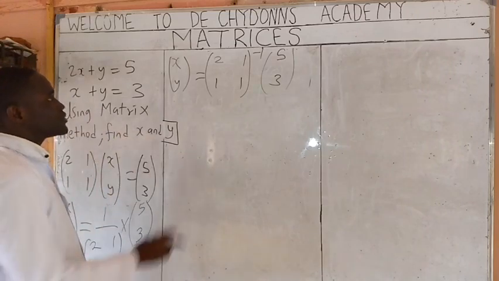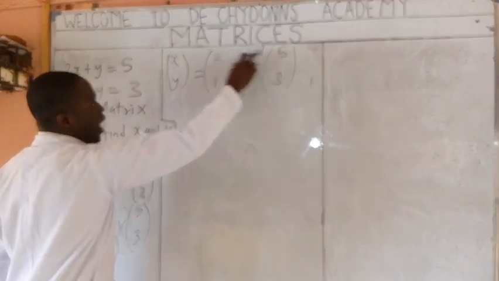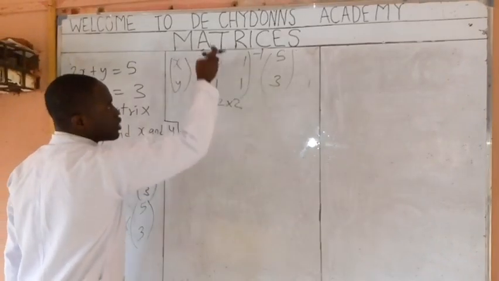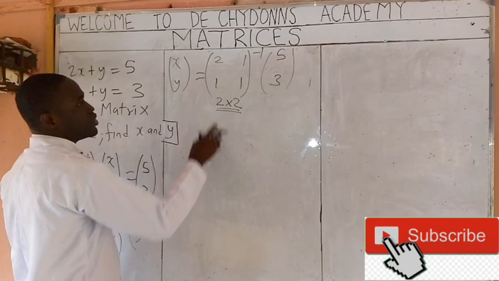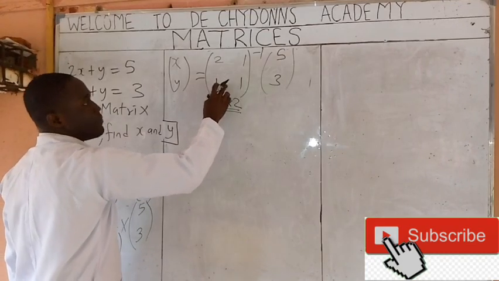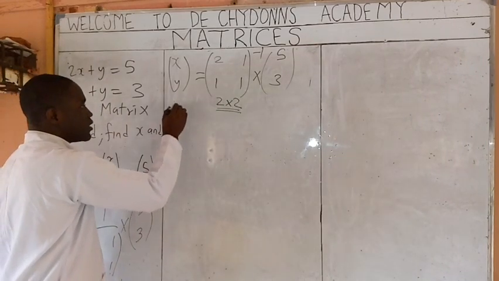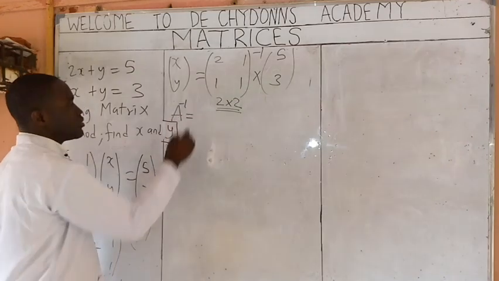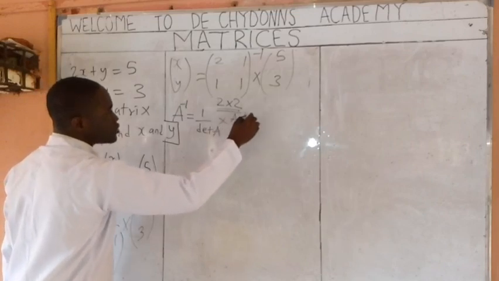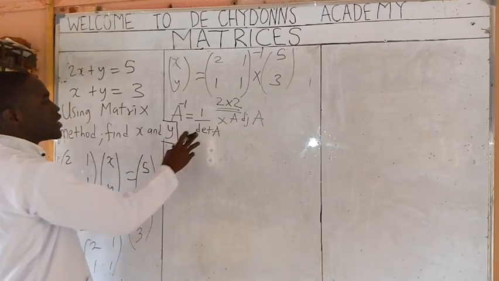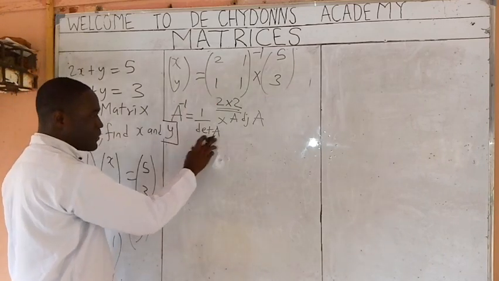Then what you do now is get the inverse of this matrix. This is a 2 by 2 matrix because we have 2 rows and 2 columns. How do we get the inverse of a 2 by 2 matrix? You have to get the inverse of this matrix first, before you multiply it to this. Let this matrix be A. Inverse of A simply means 1 over the determinant of A times the adjoint of A. How do we get the determinant of matrix A?